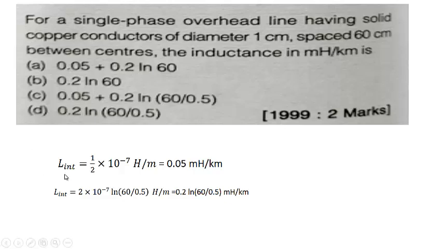So internal inductance will be equal to 1 by 2 into 10 to the power minus 7, which is a constant, Henry per meter, that will be equal to 0.05 millihenry per kilometer, and external inductance will be equal to 2 into 10 to the power minus 7 ln of 60 divided by 0.5 Henry per meter, that is equal to 0.2 ln of 60 divided by 0.5 millihenry per kilometer. We don't have to calculate it after this because it is given as it is. So the answer for this is 0.05 plus 0.2 ln of 60 divided by 0.5 millihenry per kilometer.